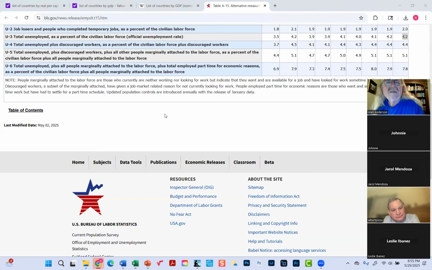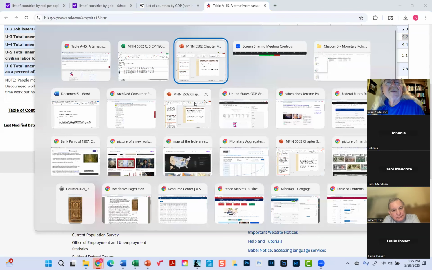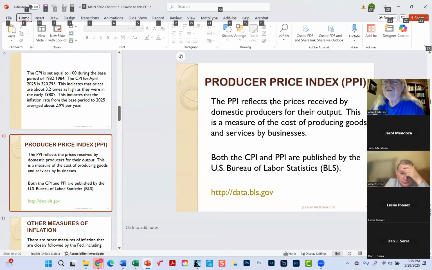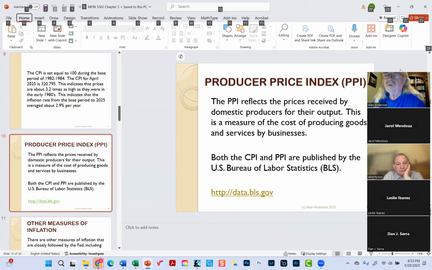But we also have this other interesting measure called PPI, Producer Price Index. Now, this is different because this is an attempt to capture the cost of producing goods and services. In other words, the inputs into the production process, like raw materials and things like that you and I don't normally buy.